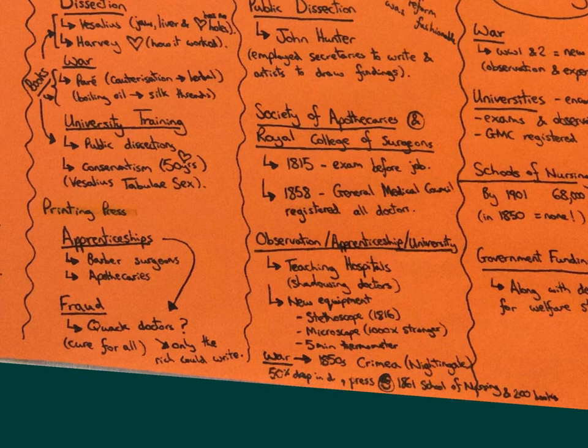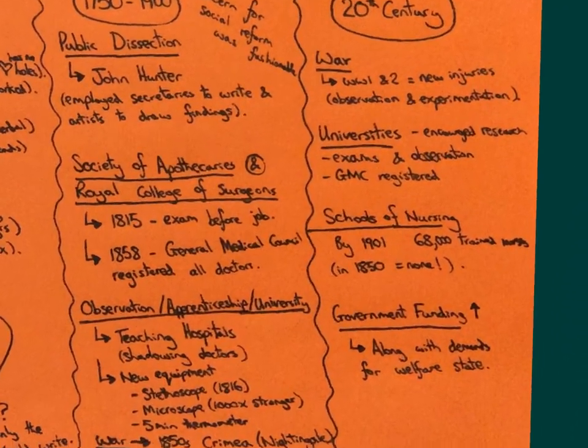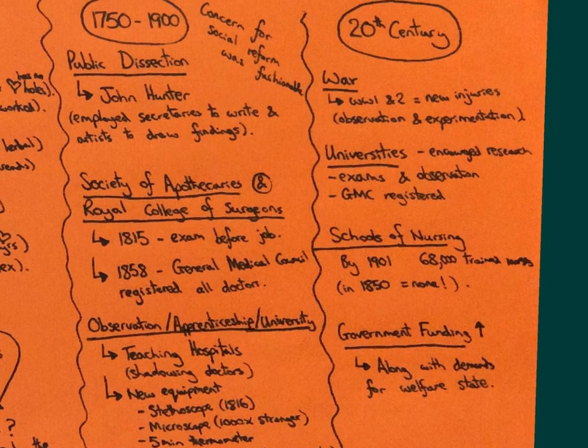And then finally, we need to take into consideration the 20th century. So let's have a look at similarities and differences we can see here. So in the 20th century, we see a continuation of this new professionalisation of medicine. So universities encouraging research and new ideas with dissection and research and things like that. We see the continuation of exams and observations, so a focus on shadowing other doctors and learning through experience, and the General Medical Council as well. So lots of similarities between these two periods in terms of professionalisation of medicine and making sure people have enough experience before they practice on their own.